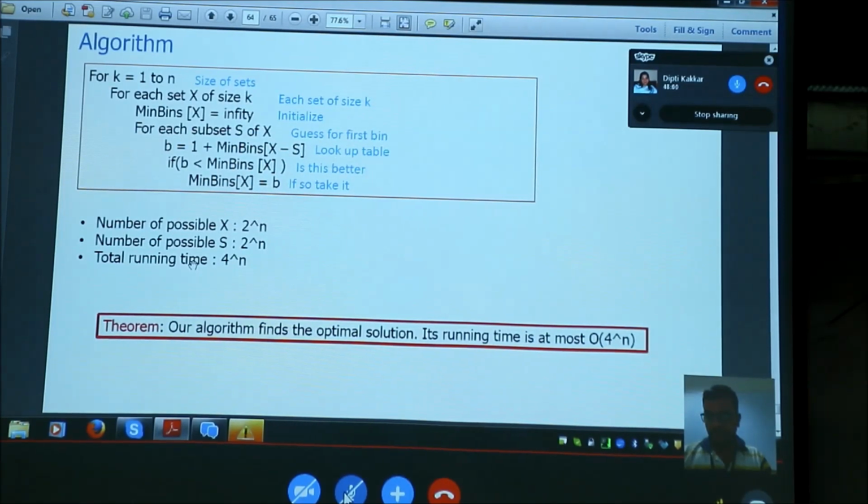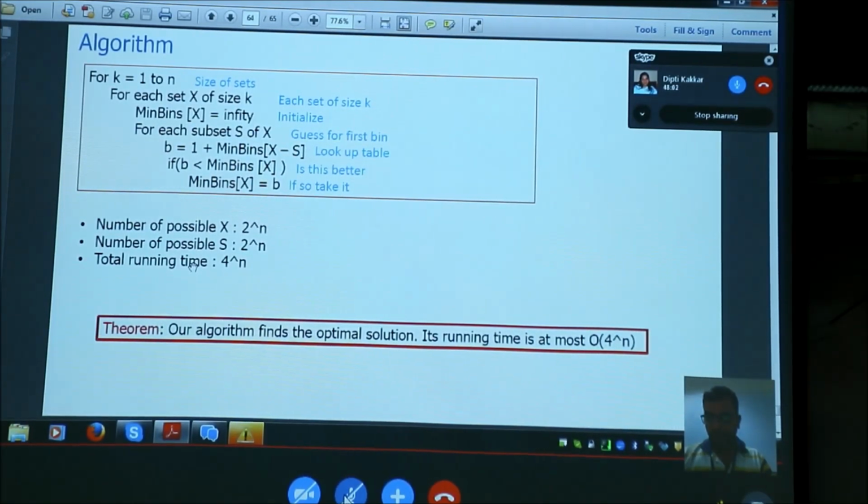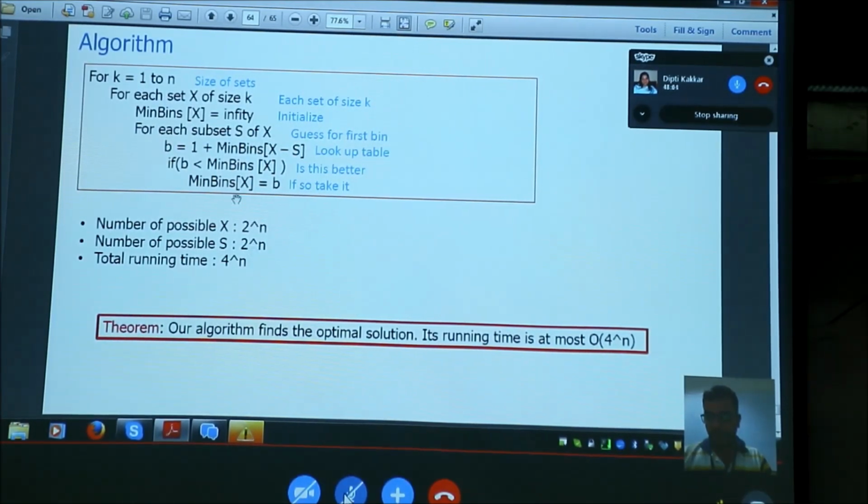Maybe you can reduce it a little bit, because this loop is not really 2 to the n. It's like subsets of x, but the x's are of different sizes. So something smaller is possible, but it won't take more than 4 to the n for sure. So this is an algorithm that finds the optimal solution, and it runs in time at most 4 to the n.